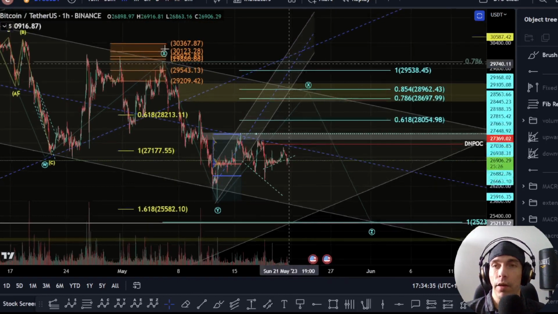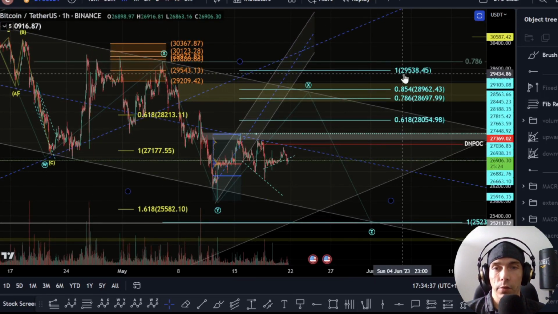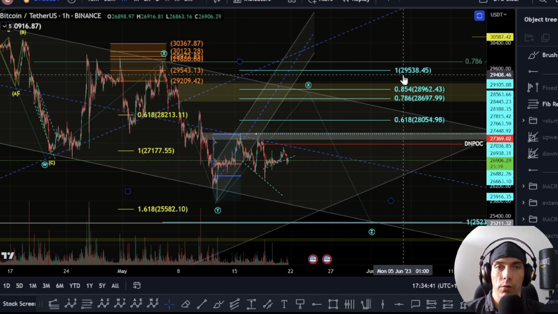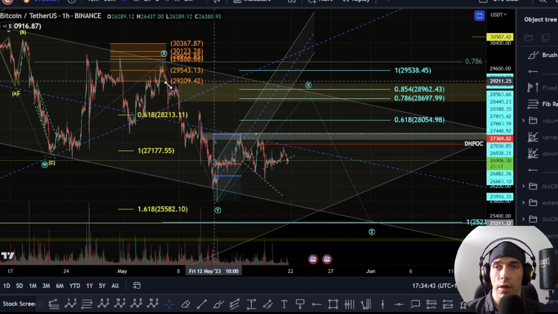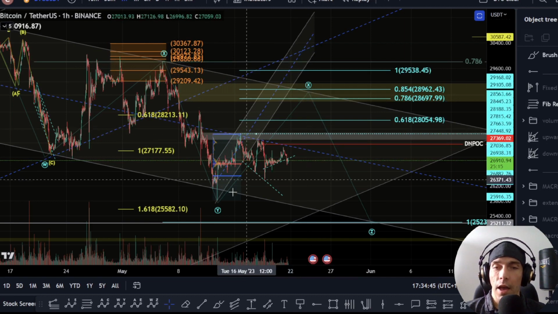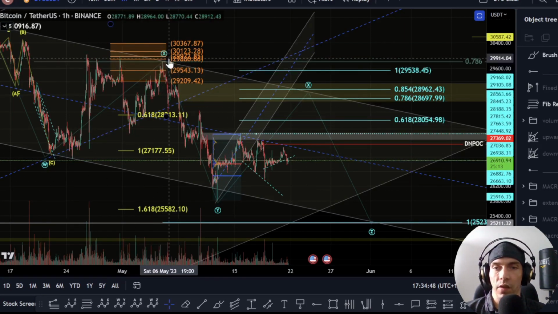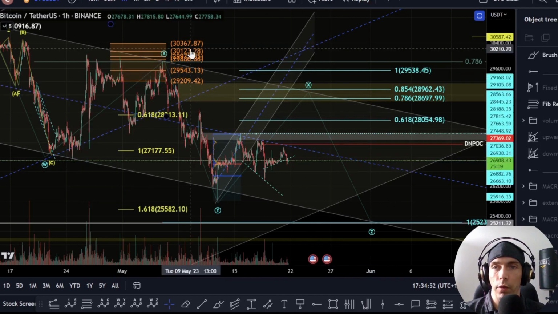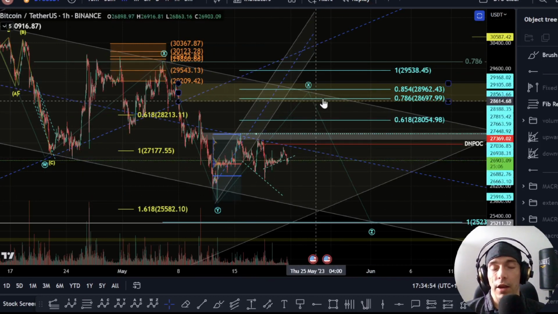Now, another thing that we have here is based off of this being an X wave, what we could be looking for is a move up here. 1-to-1 would be this 29,538. So that would actually bring us back up into this range. And that would be looking at the 1-to-1 of this as an X wave, looking for the possibility that this X wave could find equality with the previous one. Now, it doesn't mean that it has to.